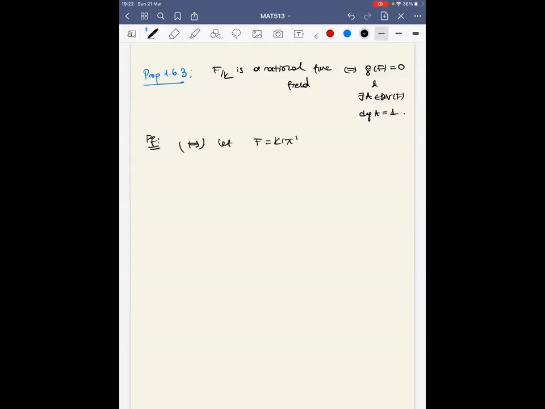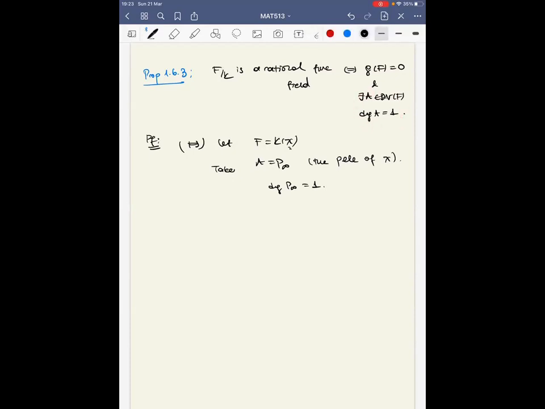So first, let me suppose that we have a rational function field, which is determined by some transcendental x. And to see the existence of the degree 1 divisor, it will be enough to consider the rational place P infinity, that means the pole divisor of x, because we know that this is a rational place, and this shows us the existence of such a divisor.